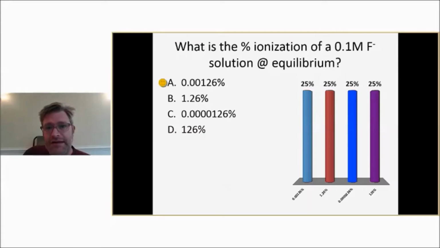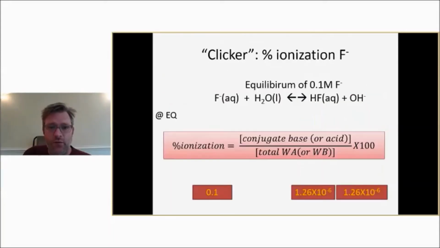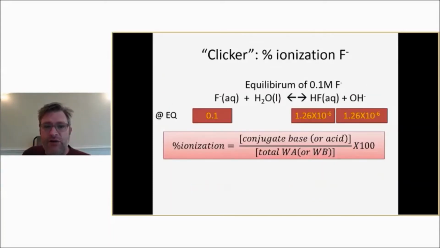Our answer is A, 0.00126%. How will we find that? Well, we calculate equilibrium concentrations of 0.1 molar F-. We get these equilibrium concentrations based on its pKb, and then the percent ionization is the conjugate, which is our HF, over the total.